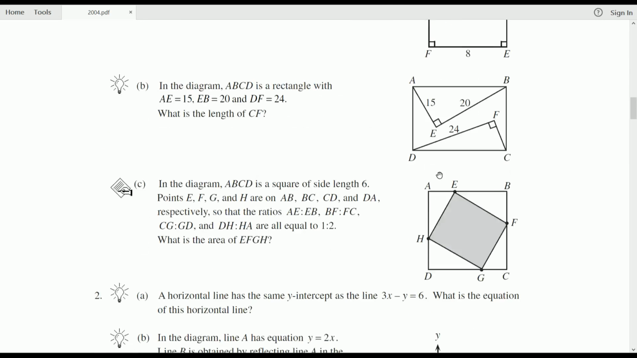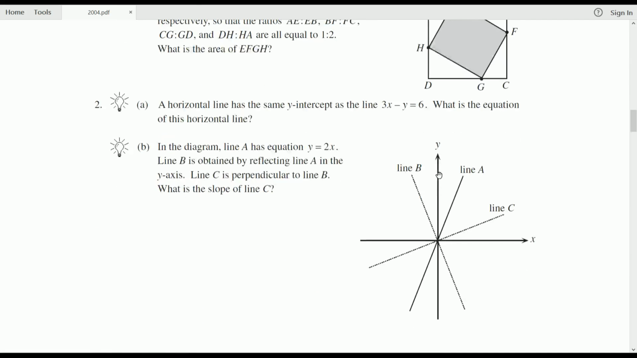on the 2004 Euclid. I think that's a great start, and we're going to look at question number 2, but we're going to do that in the next video.